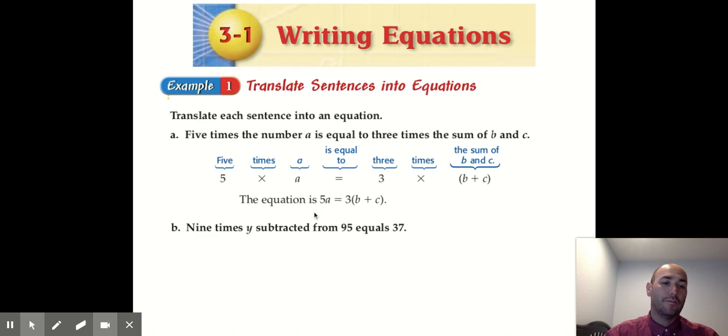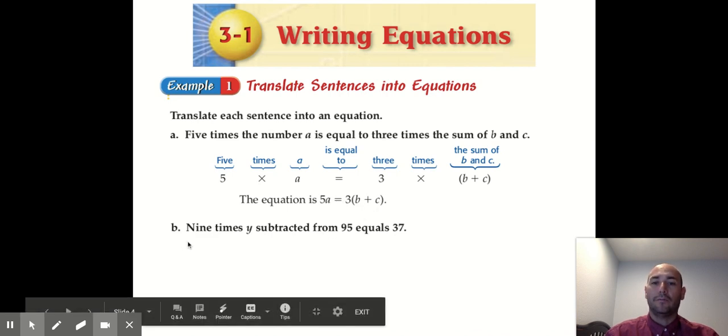We can just put 5a. That represents 5 multiplied by a, or 5 times a. Same thing here, right? We don't need that multiplication symbol, so 3 times the quantity of b plus c. Let's look at the second one.